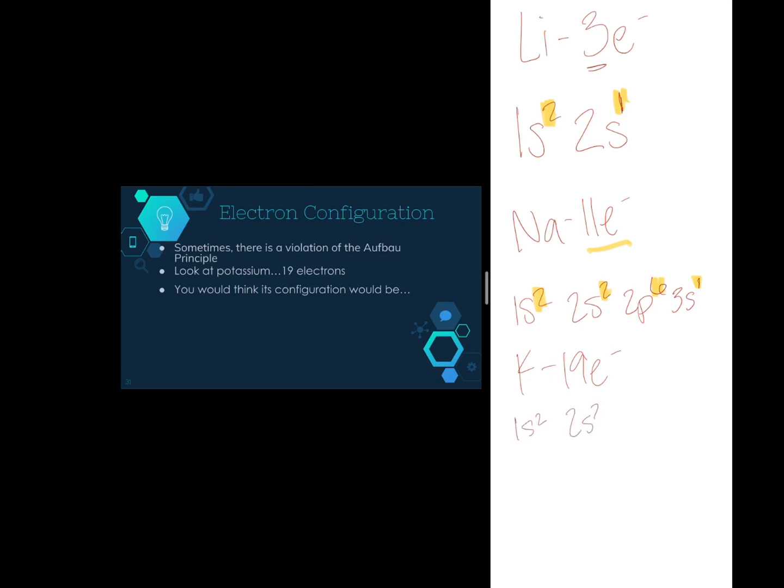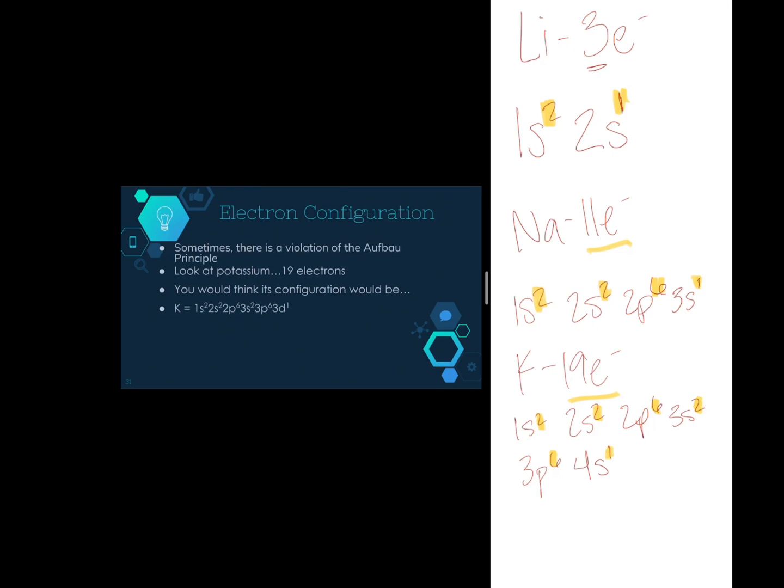So let's write its configuration. We have 1s2, 2s2, 2p6, 3s2. After 3s2, we have 3p6. And then we have 4. I only need one more electron, so I can say 4s1. These should all add up to be 19.